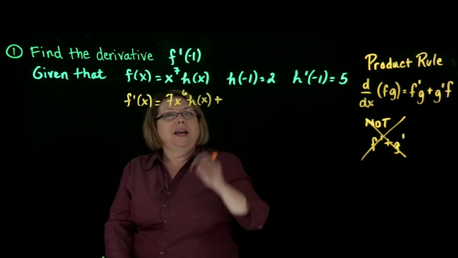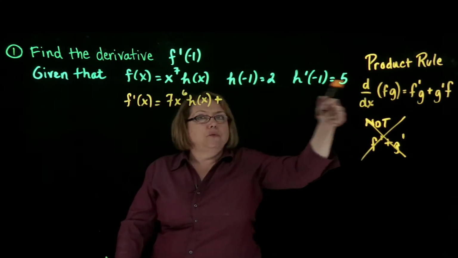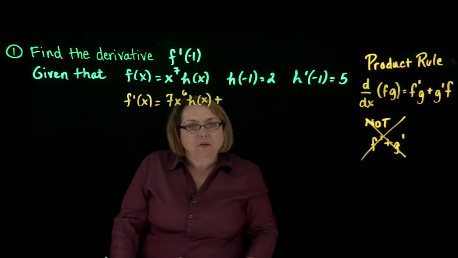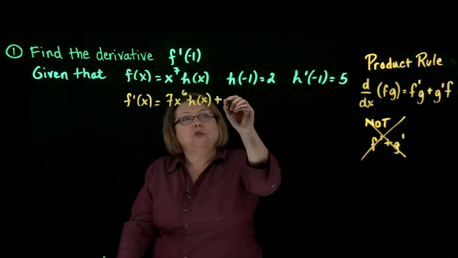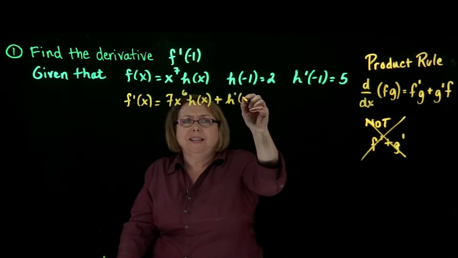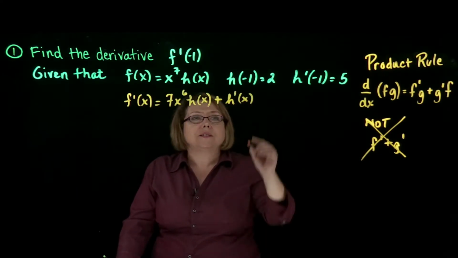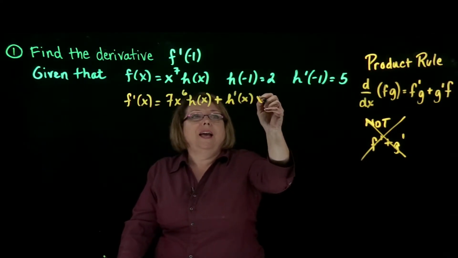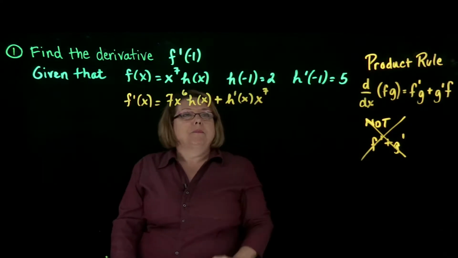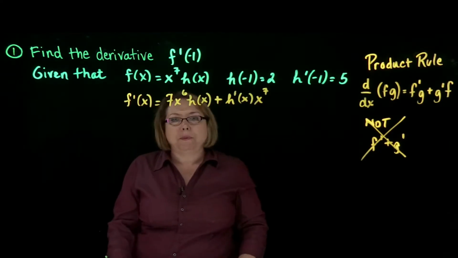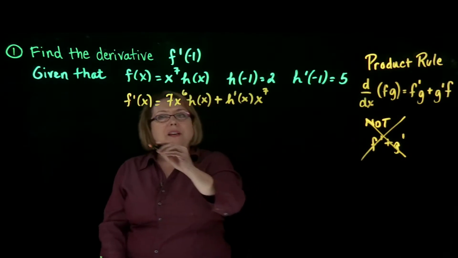and then we're going to add to it the derivative of our second function. Now we don't know what h of x is, so we'll just call it h prime of x, because isn't that the derivative of h of x? It is, times x to the 7th. Okay, looks a little messy, but it's really not going to be so bad.